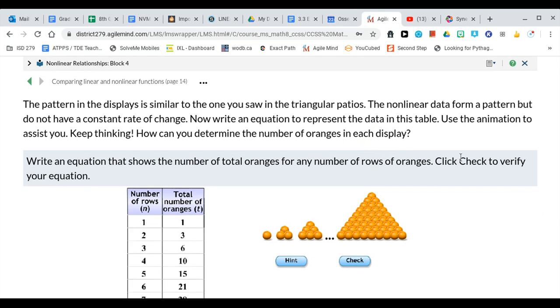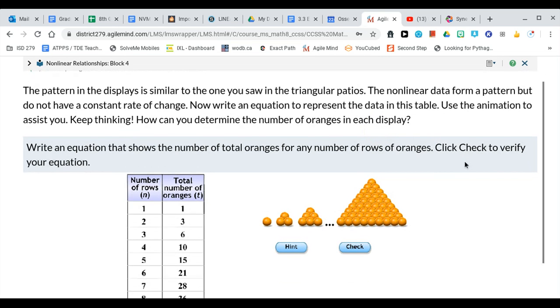And the last page. The pattern in the displays is similar to the ones you saw in the triangular patios. The nonlinear data form a pattern but do not have a constant rate of change. Now write an equation to represent the data in this table. Use the animation to assist you. Keep thinking, how can you determine the number of oranges in each display?